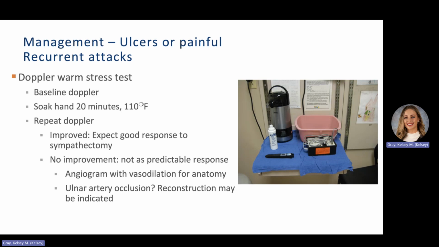Angiogram with vasodilation for anatomy, as contrast arteriography requires a catheter to be induced and may cause vasospasm and vasospastic disorders. Additionally, you want to check for ulnar artery occlusion, as a reconstruction may be indicated.